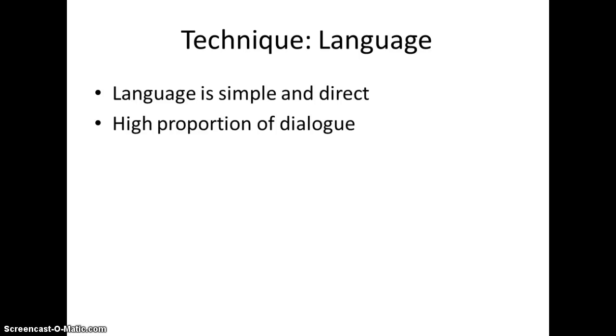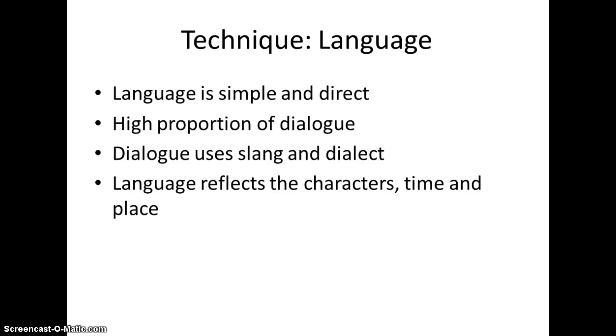Now, in terms of the language that Steinbeck uses, it's very simple and direct. A lot of it is dialogue, and in that dialogue he uses slang and dialect, and because of this the language very accurately reflects the characters, the time, and the place. Now, dialect is language specific to a particular region, so that's not just accent. Accent is the sound of voice, but dialect is the types of words that you would use. And slang can also represent social groups and times.